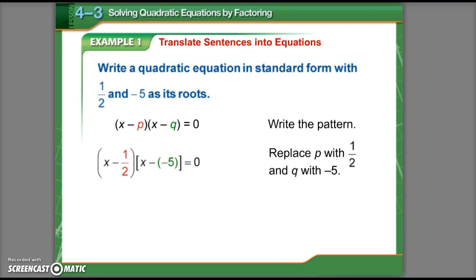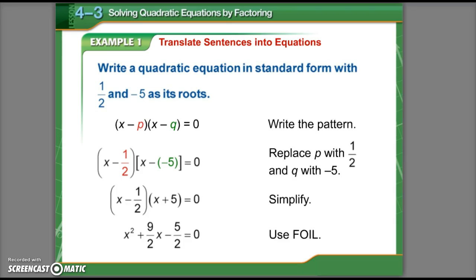So what we're going to start with first is our pattern for a quadratic equation. We're going to start with it in factored form. And since 1/2 and -5 are the roots, we are going to replace the p and the q with these numbers. And notice that it's x minus the number each time. So if we have x minus -5 right here, realize that that's going to become x plus 5 when you have two minus signs in a row. So we have x minus 1/2 times x plus 5 equals 0.